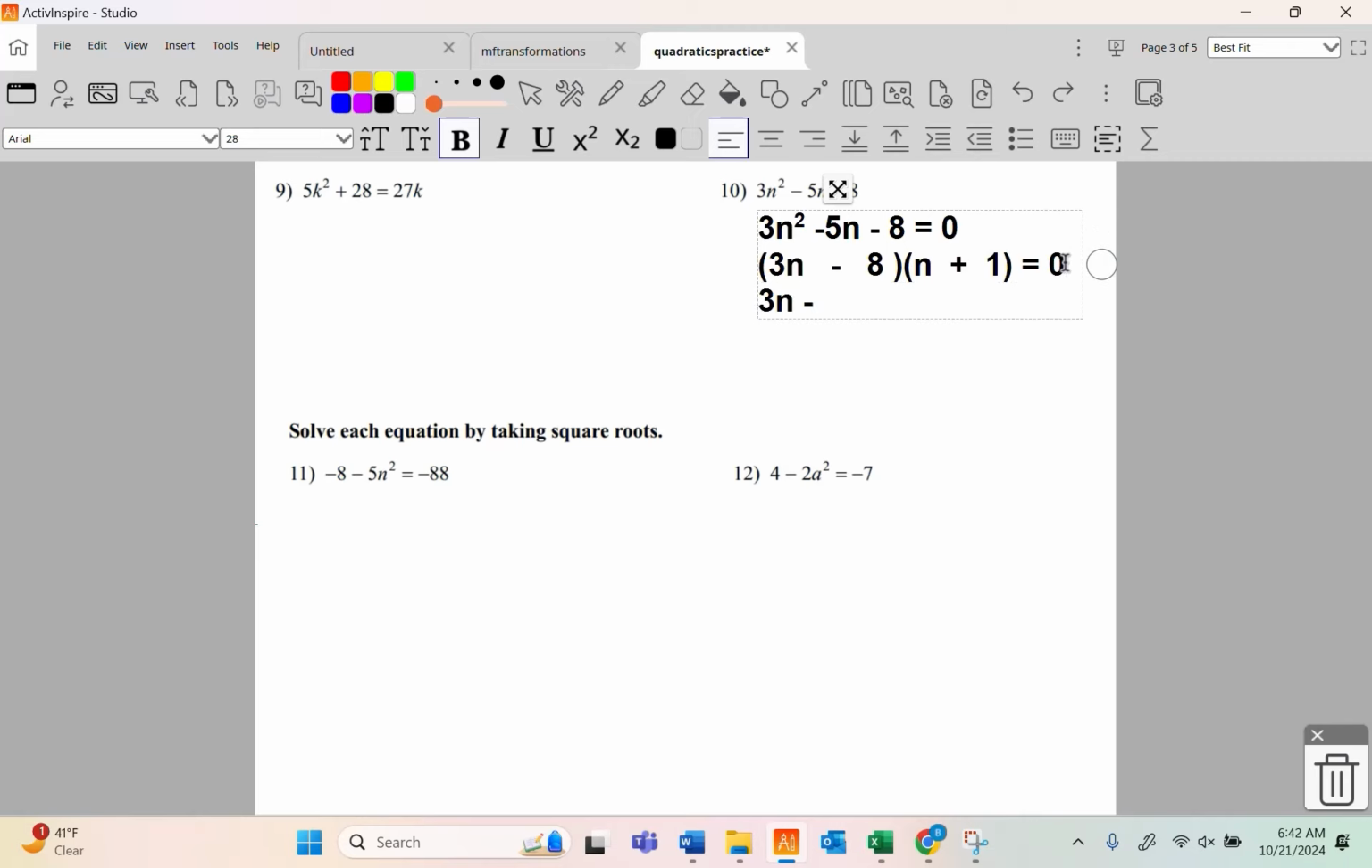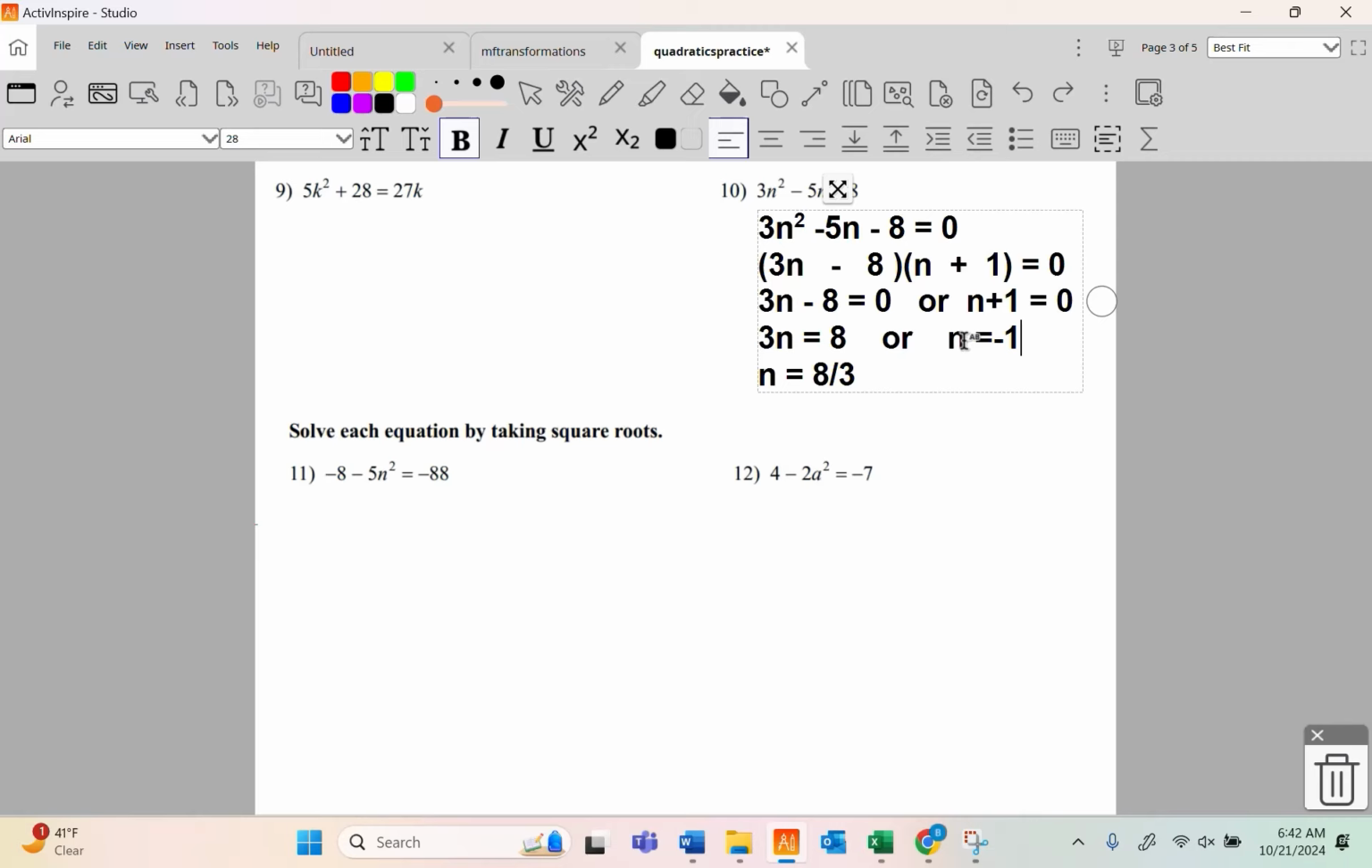So 3n minus 8 is 0, or n plus 1 is 0. I'm going to add 8 to both sides, divide by 3. I'm not going to be pushing buttons in a calculator because I don't want the decimal. Or, this one's simple, subtract 1 from both sides. Ta-da! There's only 2 of these on here.